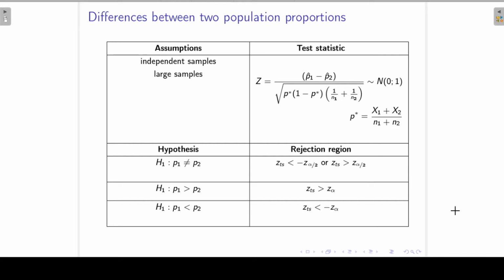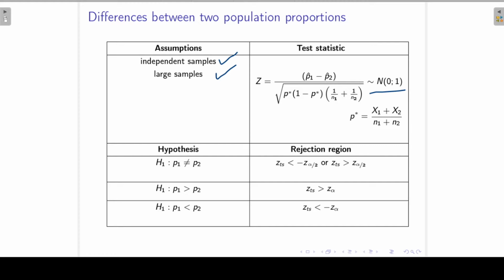Hello and welcome back. In the previous few lectures, we looked at hypothesis testing when we are comparing the means of two populations. And in this lecture, we are now going to look at the situation when we want to compare the proportions for two populations. Again, we have this table with the test statistic, and we can see that the test statistic follows the normal distribution, and that is when we are working with independent samples and large samples.